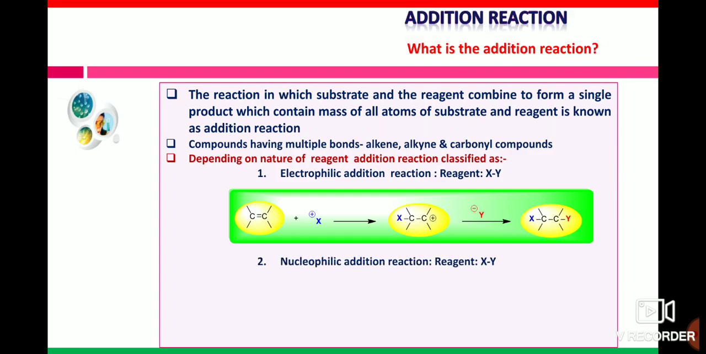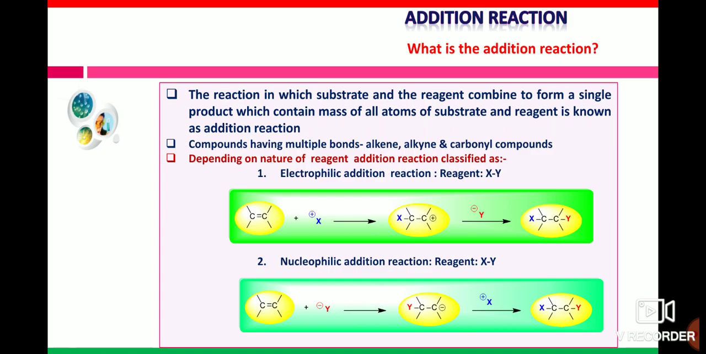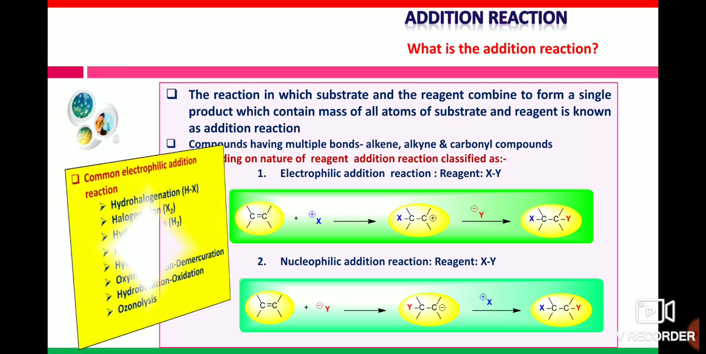Then consider the second type of addition reaction, nucleophilic addition reaction. The addition reaction in which, in the first step, the negative part of the reagent adds across the carbon-carbon double bond of the substrate to give a negatively charged intermediate, that is a carbanion. In the second step, this carbanion combines with the positive part of the reagent to give the addition product. This is known as nucleophilic addition reaction.